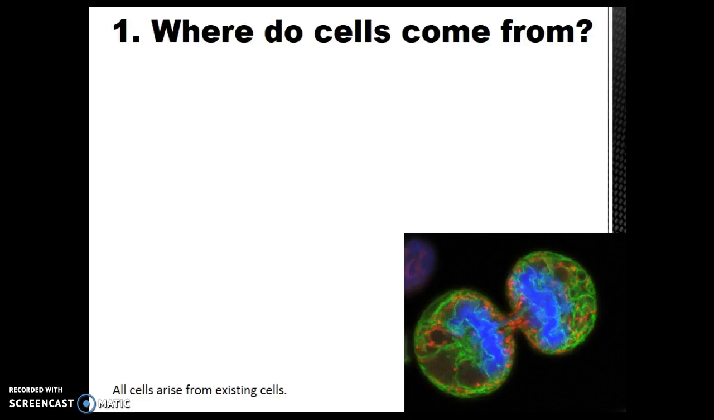So here's the first question on your review sheet. It says, where do cells come from? If you see down here, all cells arise from existing cells. That is the correct answer. That is part of cell theory. All cells are going to arise from existing cells.